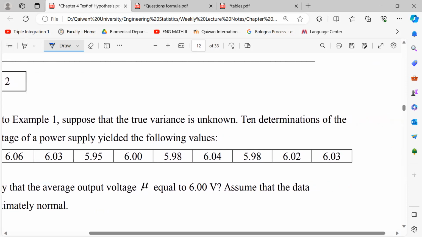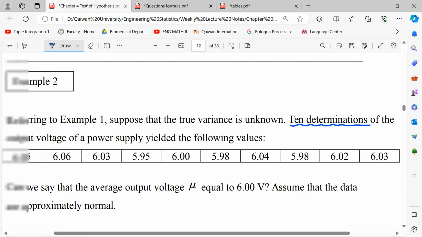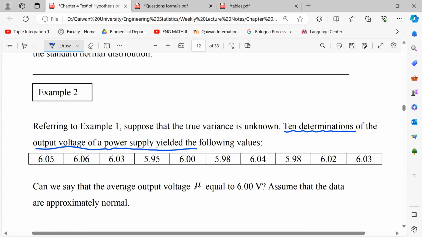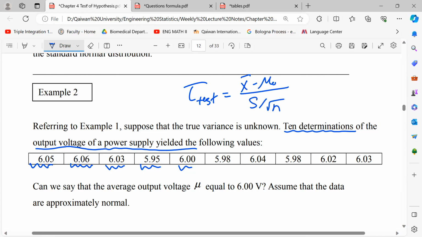It's the second case. Ten determinations of the output voltage of a power supply yielded the following values. These are the output voltages. We have 10. The rule is, the t-test is x bar minus mu naught over s over square root of n. We need to have x bar, mu naught, s, and square root of n.